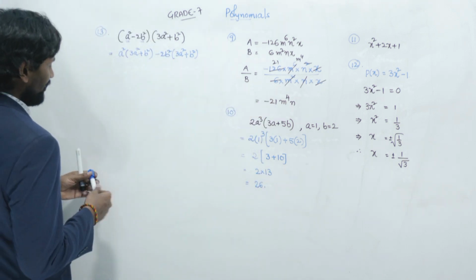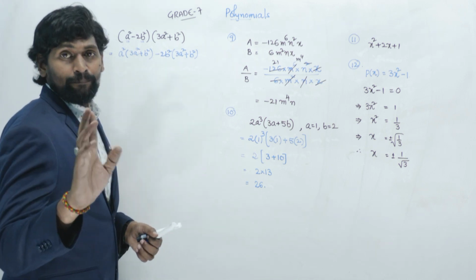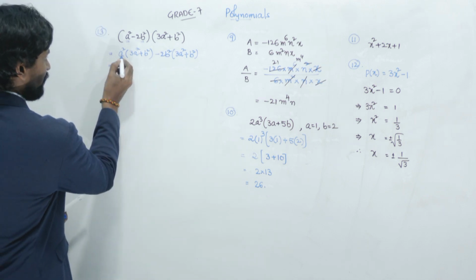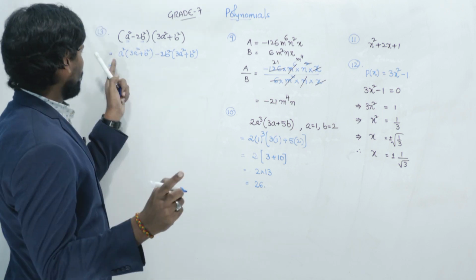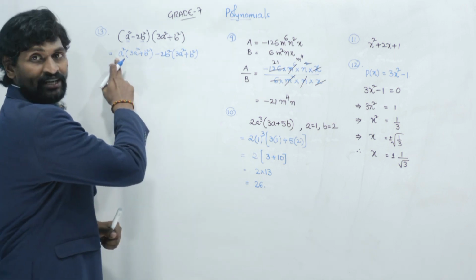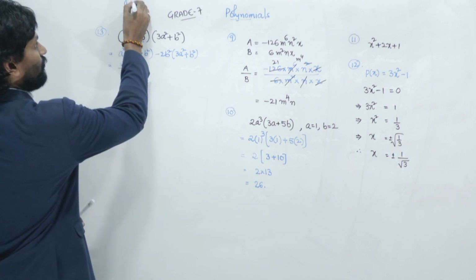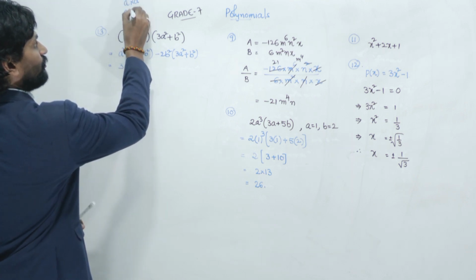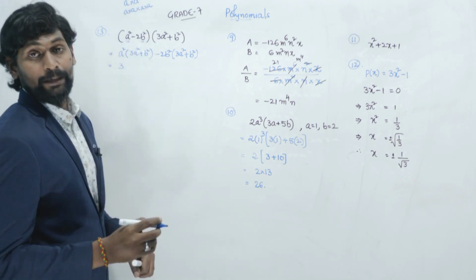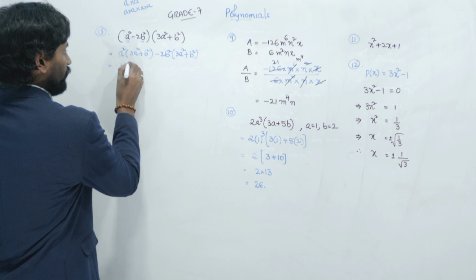In the same way, a square into 3a square. Let us multiply the numericals first. Here a square has a coefficient of 1; where we cannot see any coefficient, 1 has to be taken as the coefficient. Now 1 into 3 is 3. Then a square into a square: a square means a into a, and a square also a into a, becoming 4 times, a power 4. So whenever you multiply, add the exponents: a power 4.